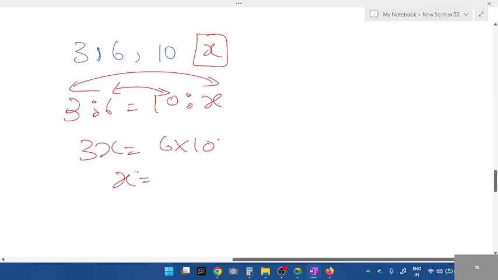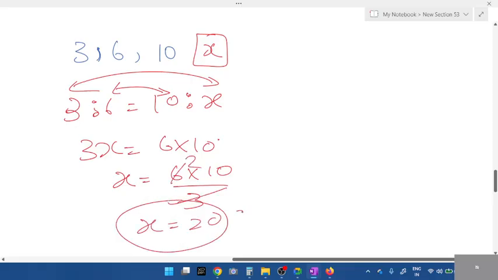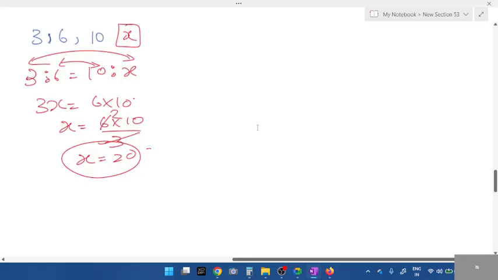All these are MCQ questions. x is equal to 6 into 10 divided by 3. 3 ones are 3, 3 twos are 6. x is equal to 20. This is the formula. Any value can be missing, students. Here the last value is missing. The fourth term was missing. This is how you solve for the fourth term.